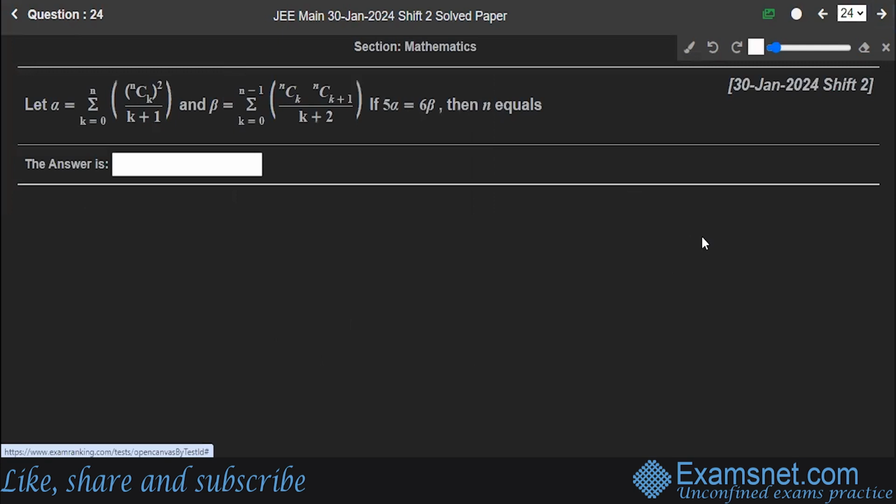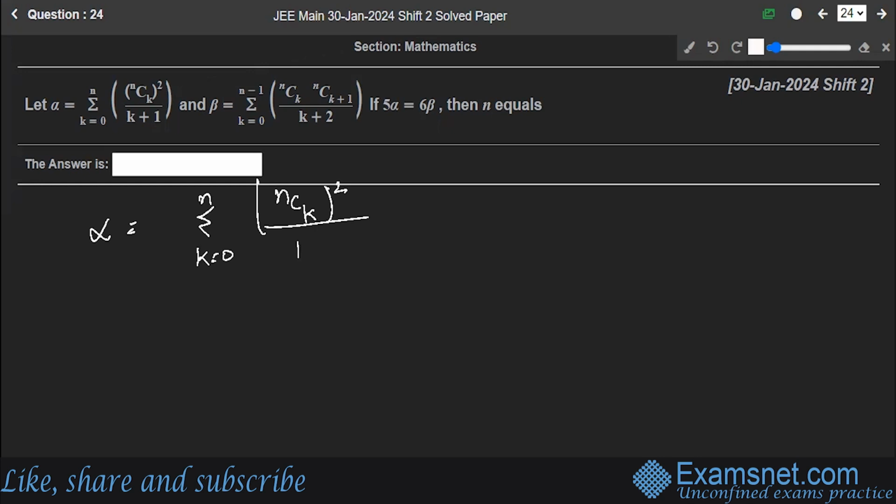Let's move to the next question, number 24. It says, question number 24, if alpha is given by this expression, summation k is equal to 0 till n, and the beta is given by summation k is equal to 0 till n minus 1, this expression, and if 5 alpha is equal to 6 beta, what is n equal to? So you are having alpha is equal to summation k is equal to 0 till n, nck whole square upon k plus 1.